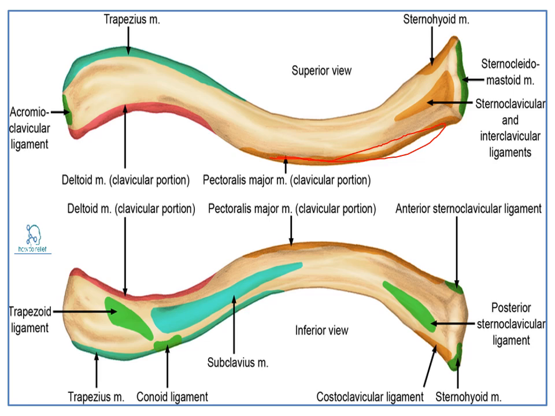So this is the sternocleidomastoid muscle here. And then we have the last set of muscle here, called the sternocleidomastoid muscle. This is the sternocleidomastoid muscle found around this portion. These are the muscles that are all related to the clavicle.